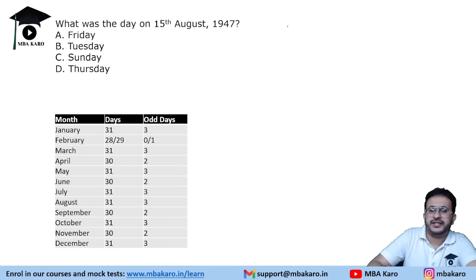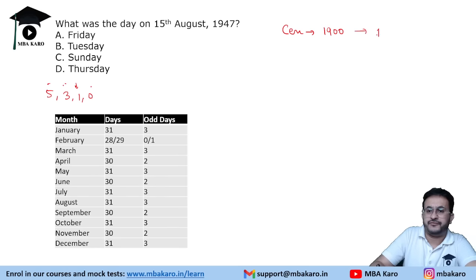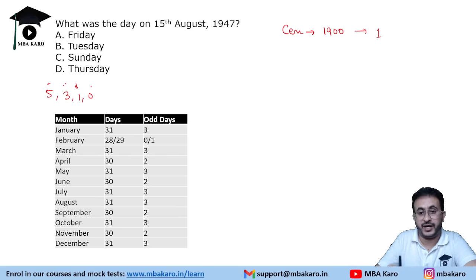Now the first thing is century. The century will be 1900. You have to remember the order: 100, 200, 300, 400. So it is 300, like 1600, 17, 18, 19. So century-wise you have one odd day. Okay, so we'll have to add this.